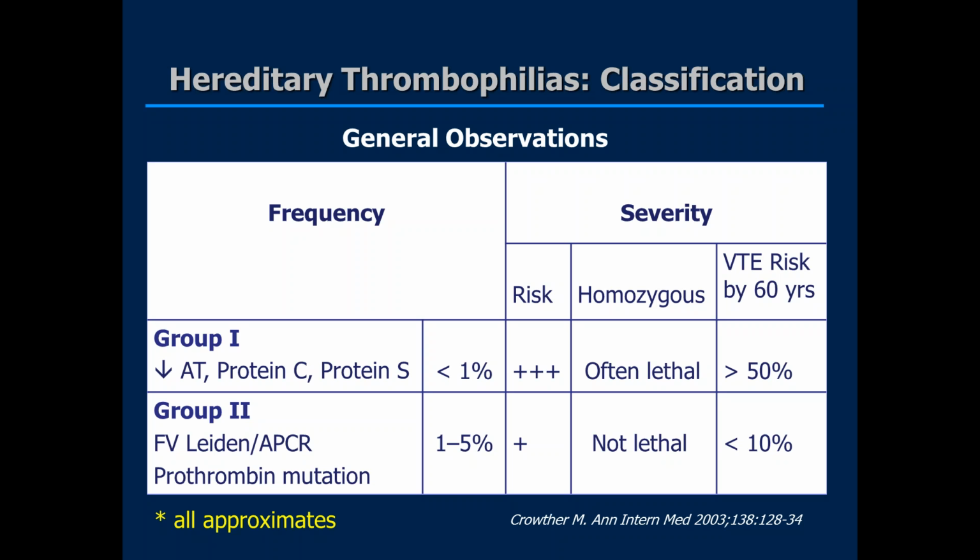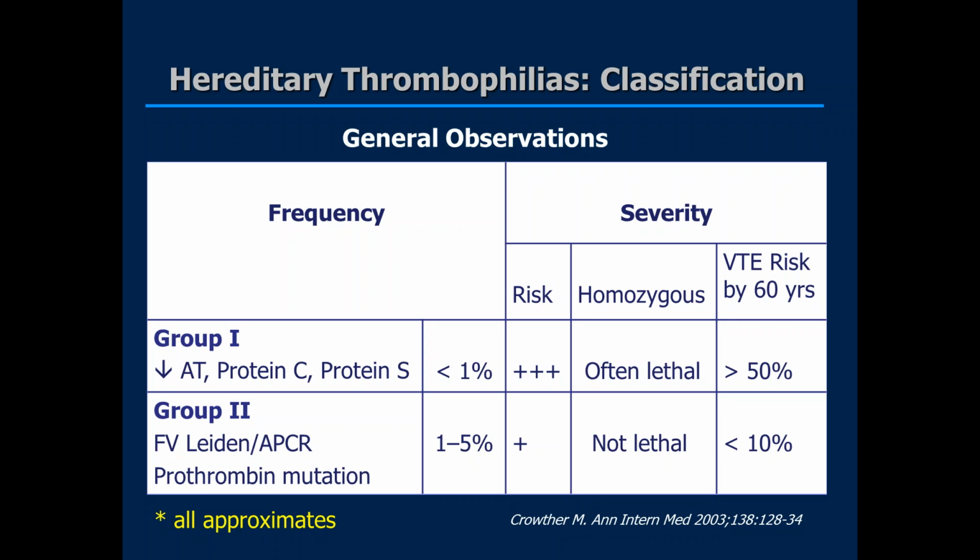If we look at the properties of these two groups of hereditary thrombophilias, they're quite different. The inhibitor deficiencies, that is, the deficiencies of antithrombin, protein C, and protein S, are rare abnormalities, being present in less than 1% of the population, but they're considered strong risk factors for venous thromboembolism. In the homozygous form, they're often fatal, and the associated risk of first venous thromboembolism is approximately 0.5 to 1% per year. In the highest risk thrombophilia, that is antithrombin deficiency, the venous thromboembolic risk by age 60 years is estimated to be greater than 50%.